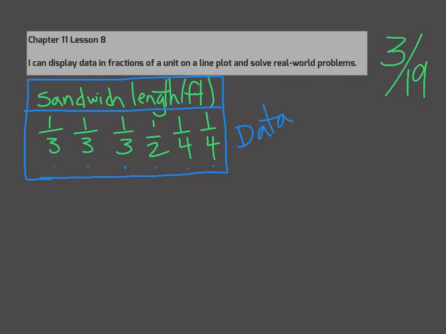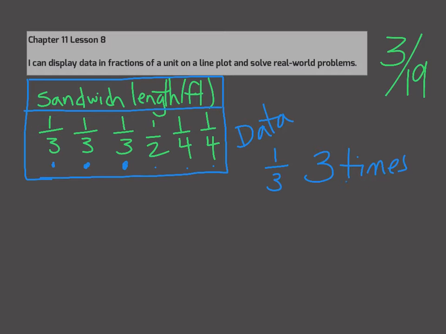What I've got to do now as a mathematician is organize that data. So instead of just having it in a box, I'm going to actually write on the side of it how many 1/3 pieces do I have. Let's see, how many 1/3 pieces do I have? 1/3. There's 1, 2, 3. There's 3 1/3, so I have 1/3 3 times.